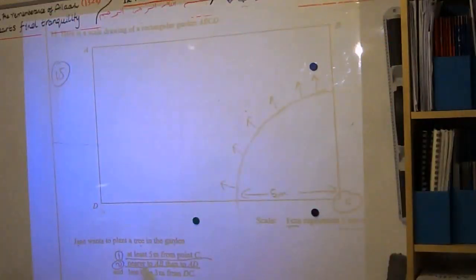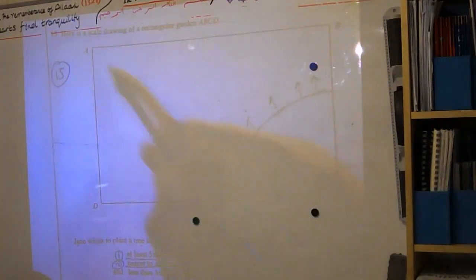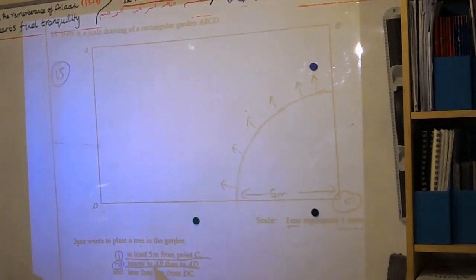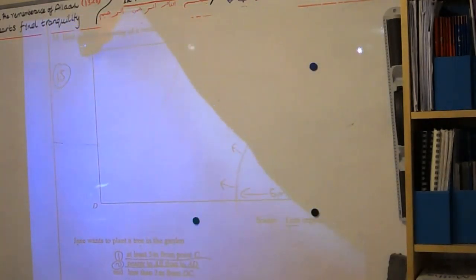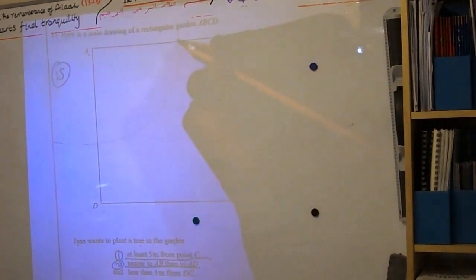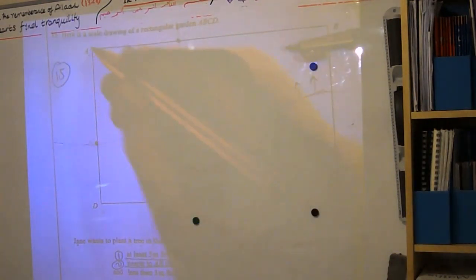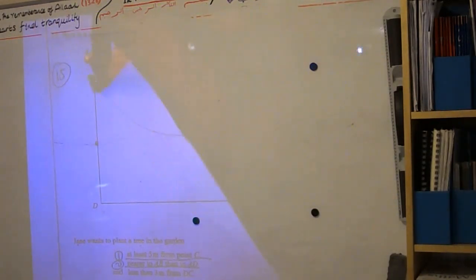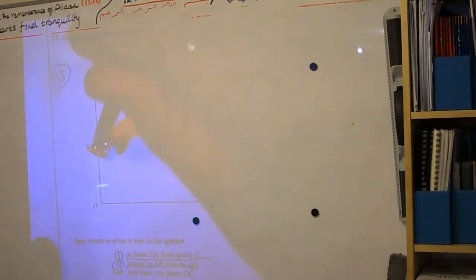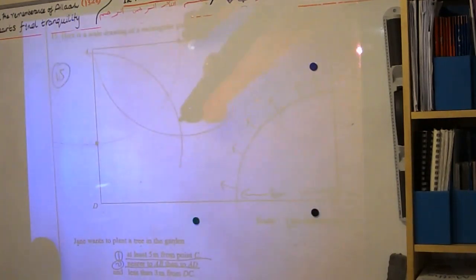Okay, the next part of the loci is nearer to AB than to AD. Here's AB, here's AD. In order for us to be nearer to AB, we need to find out which point is exactly equal between these two. So that is called the angle bisector. What we need to do first of all is draw a small curve. We know this point and this point are equidistant from here. We're going to split that in half, in the middle of those 2 points. Find out where those 2 curves cross.